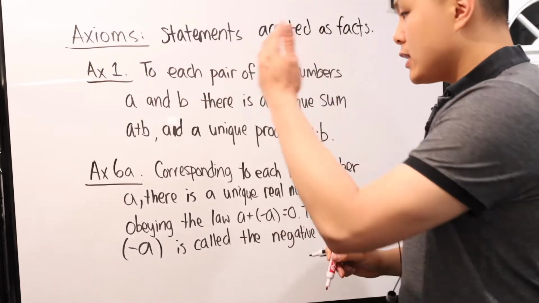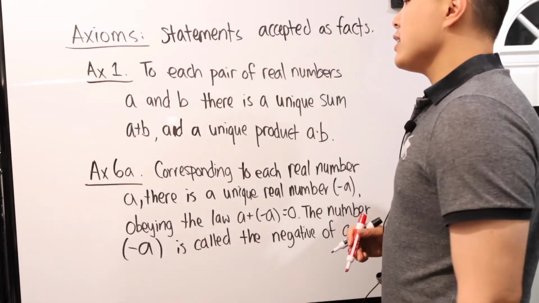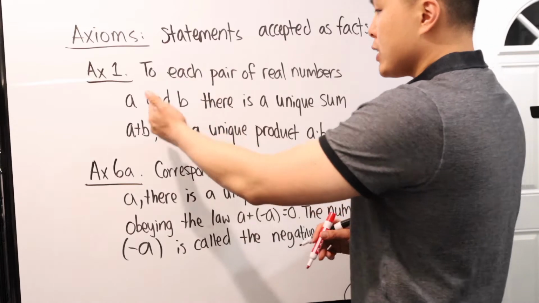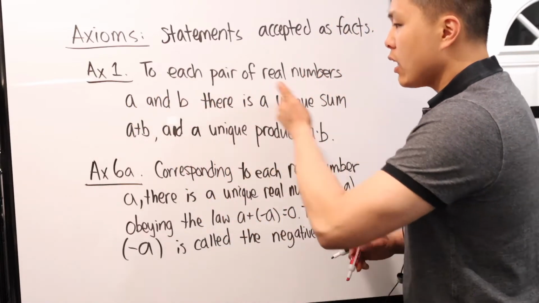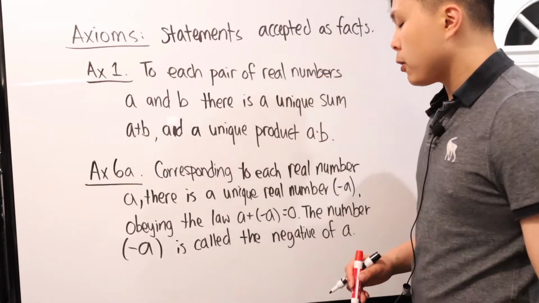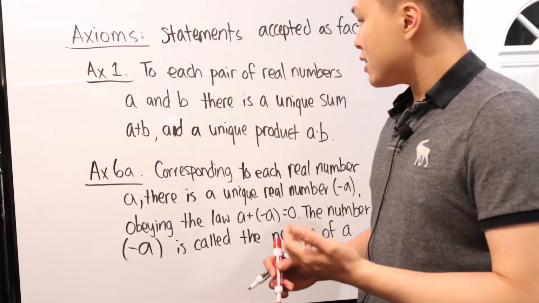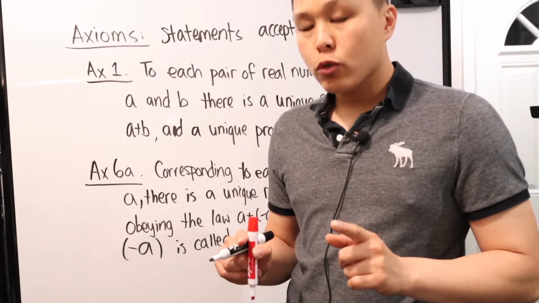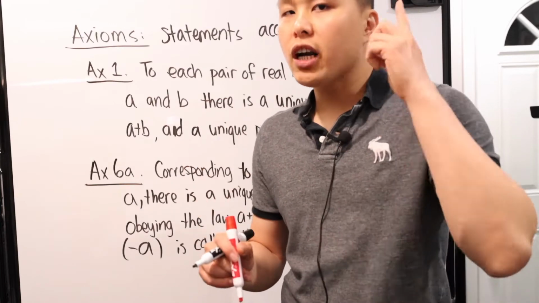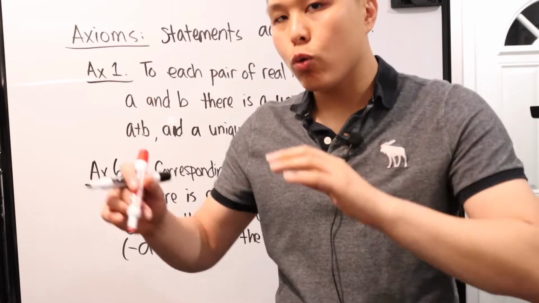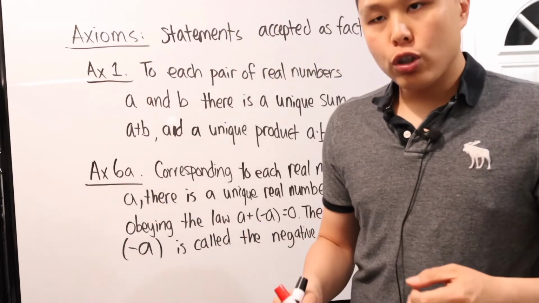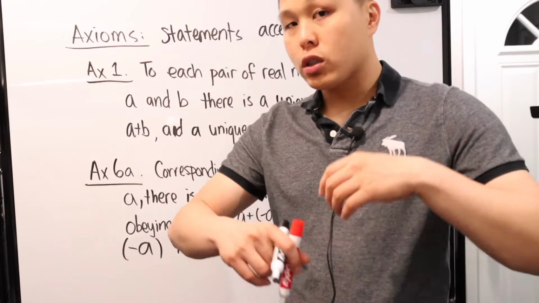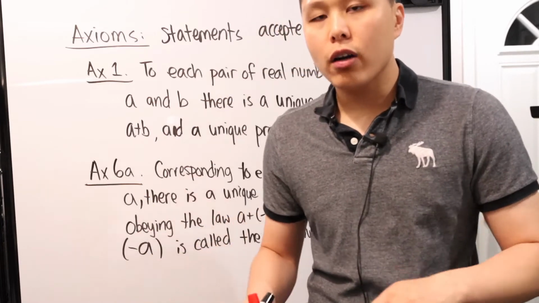So these are examples of axioms based on that same textbook. The first one is fairly simple. To each pair of real numbers a and b, there is a unique sum a plus b and a unique product a times b. So what is this saying? This axiom is saying that if you add any two specific numbers, there's only going to be that one result that equals that addition. So if you add 3 and 2, there's only going to be that one result, which is 5. That is your sum. It's not going to all of a sudden be 6.